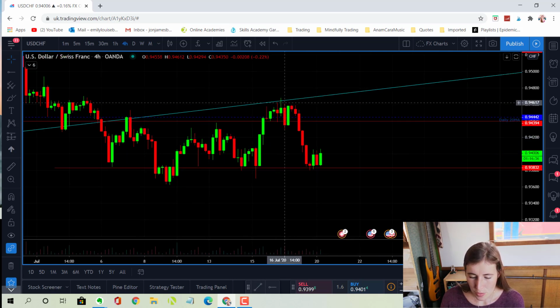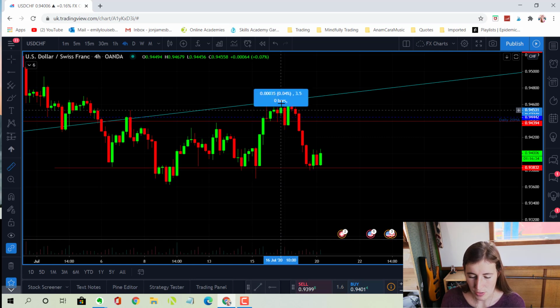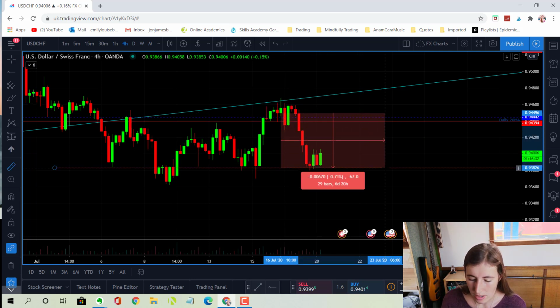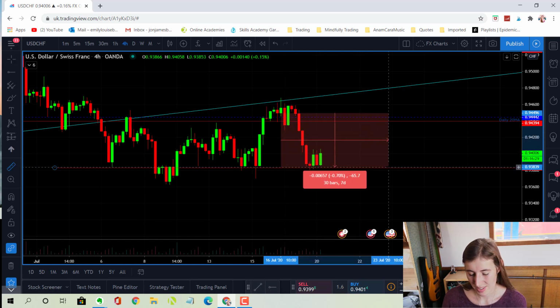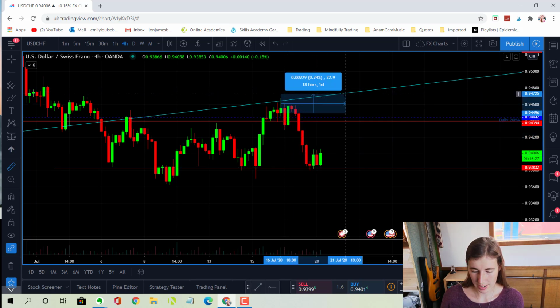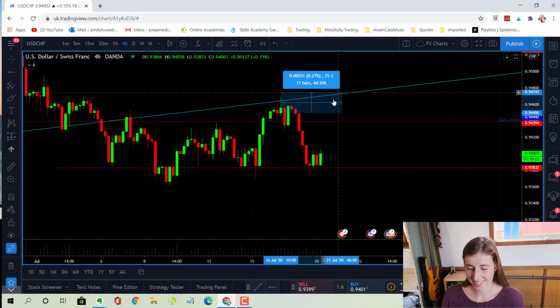And that would have been a nice little move for a trade here, this rejection of the trend line. We could have gotten about 65 pips for only a 25 stop. That would have been quite nice.